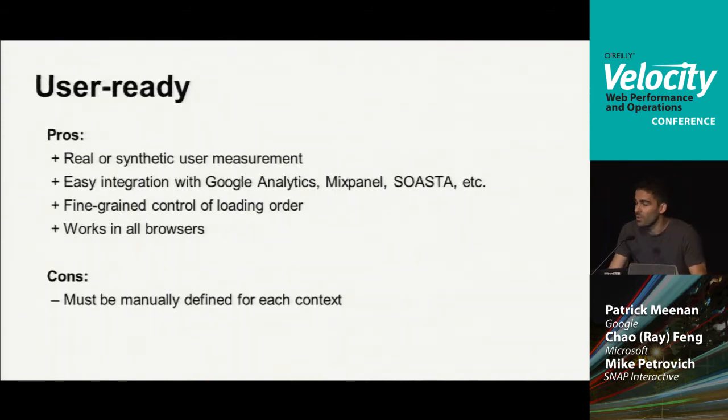So in conclusion, there are a lot of benefits to this approach. Not only can it be used in synthetic environments, but also real user monitoring, as shown here. It can be easily integrated with analytics platforms such as Google Analytics. You have really fine-grained control over precise loading order. It works in all browsers. However, because it's context-sensitive and context-specific, you do have to manually define it for each context or critical path that you want to measure. But that's the nature of the beast with the way performance is measured today, because we no longer have just simple apps with one synchronous script tag and static HTML.